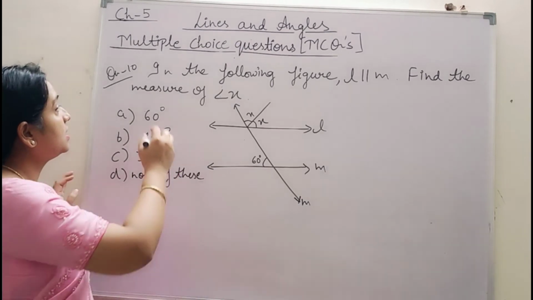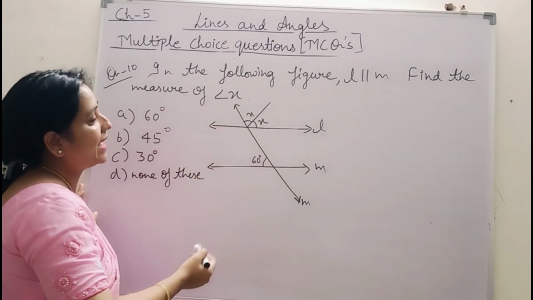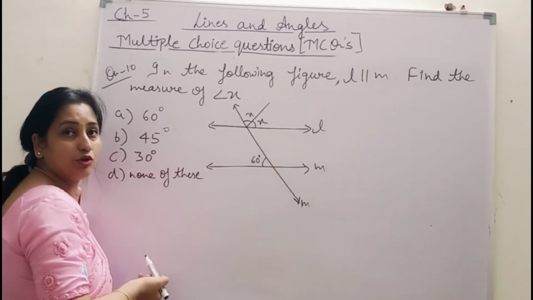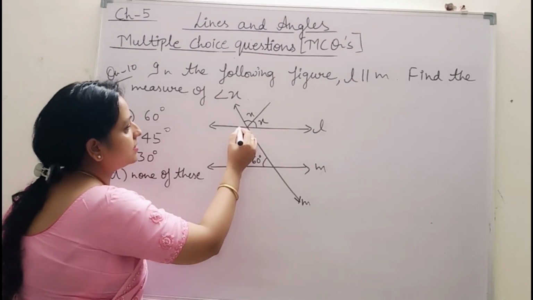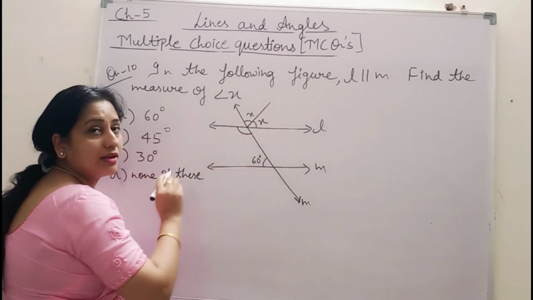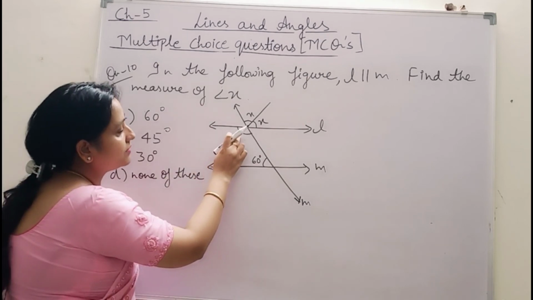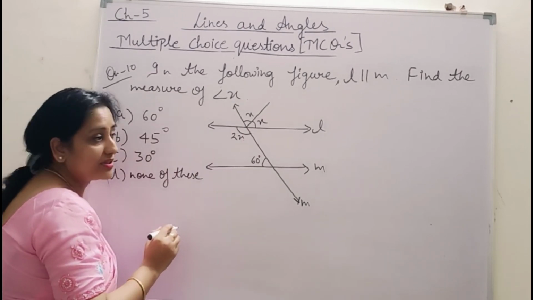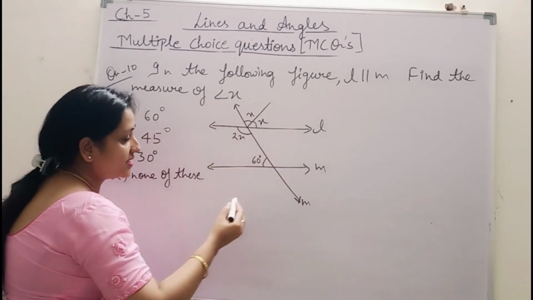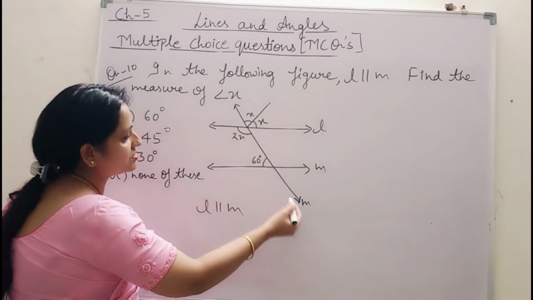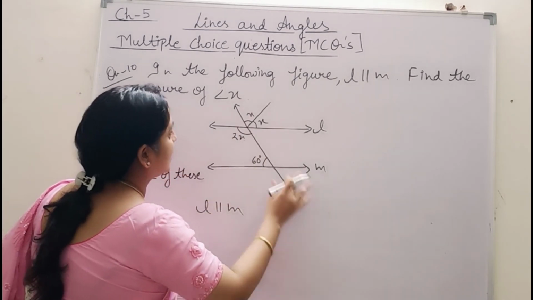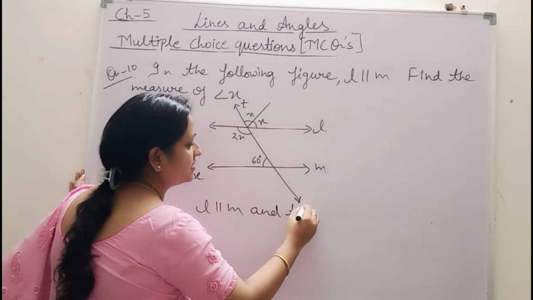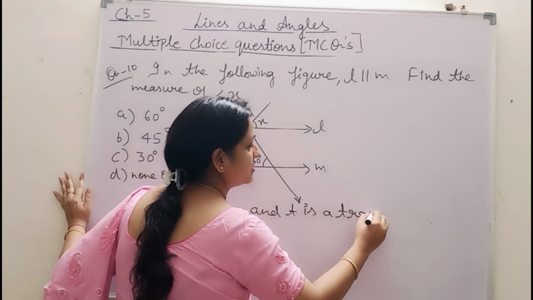In this question, in the following figure, L is parallel to M. Find the measure of angle X. You have to find out the value of X. This angle and this angle are vertically opposite angles, so the value of this angle will be 2x, since x plus x is equal to 2x. After that, this line is a transversal. L is parallel to M, and suppose this line is T, and T is a transversal.